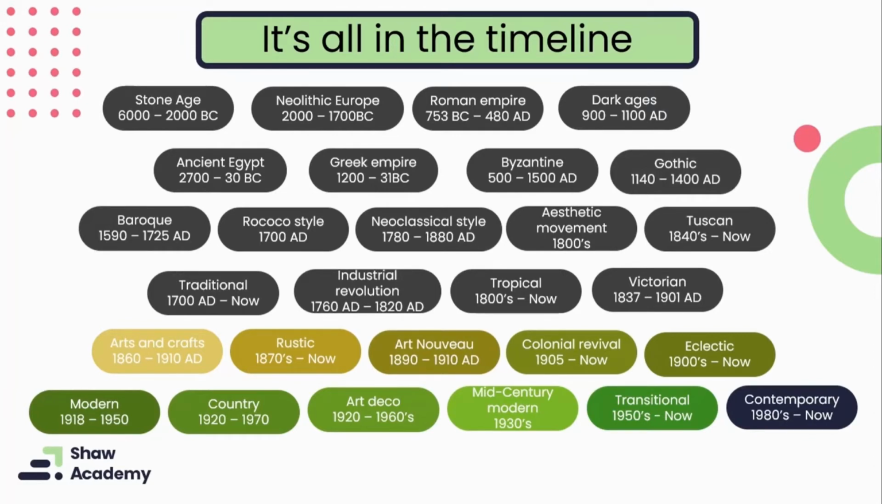Which period was influenced by the colonialization of the West Indies and India? Pop your answers into your Morpheus text box. It was the Tropical period. So as you can see, we've covered our Stone Age period right the way to our Victorian era, which dates from 1837 to 1901 AD.